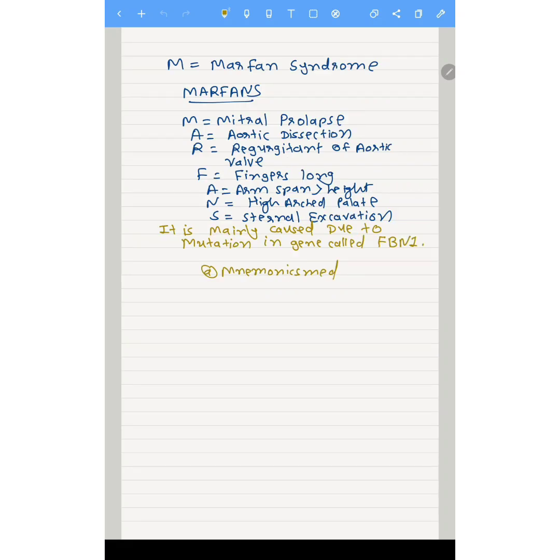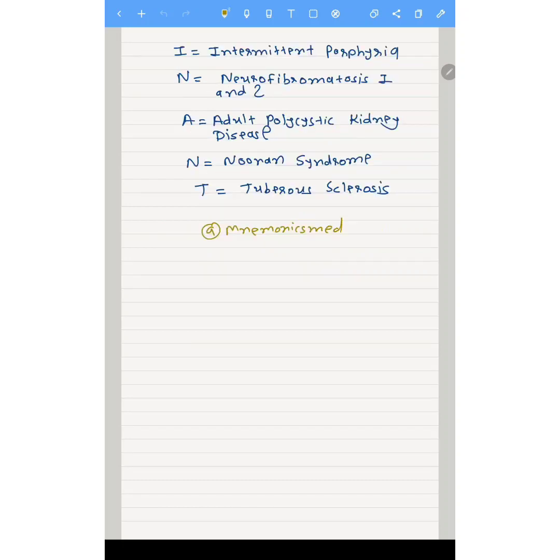Marfan syndrome. M for mitral prolapse, A for aortic dissection, R for regurgitation of the aortic valve, F for fingers are long, arm span is more than height, N for high arched palate, S for sternal excavation. It is mainly due to a mutation in a gene called FBN1.